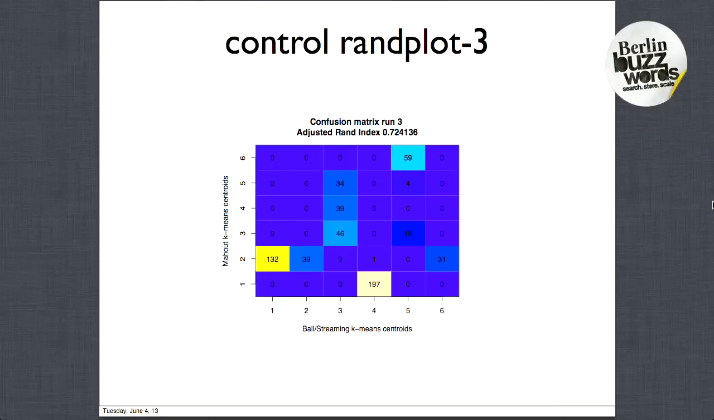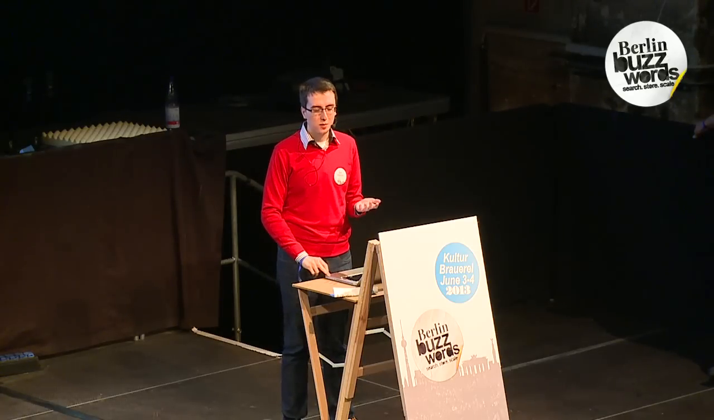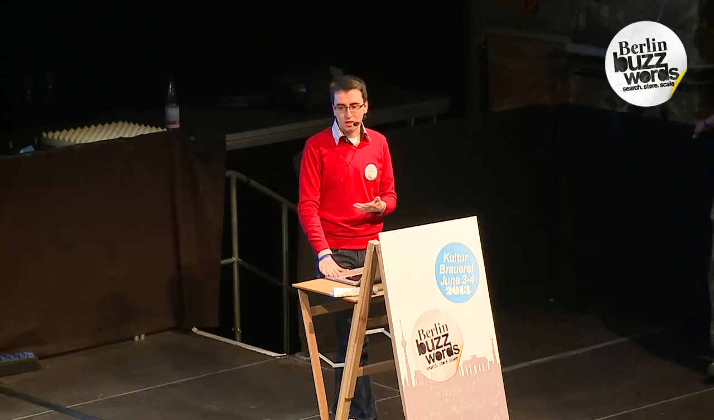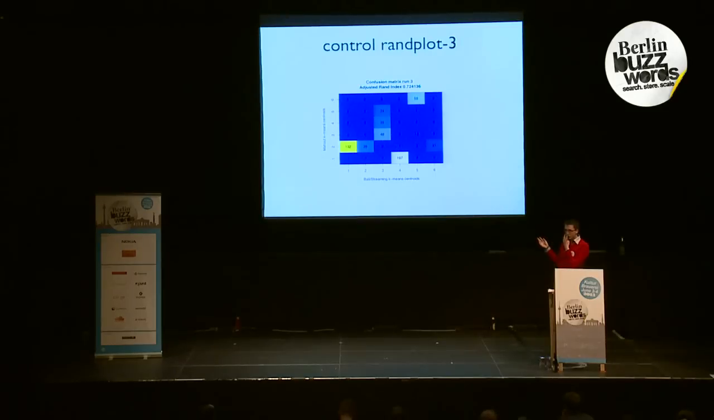Here's another confusion matrix, but this is for a data set that's not as easily clusterable. So the thing is, you have your data and you want to cluster it, right? But sometimes it doesn't make sense to cluster it with as many clusters as you want. So sometimes you're going to get totally random distributions of clusters. Although you can sort of see that Mahout k-means tends to split up the clusters to some extent. Say cluster 3 in ball streaming k-means is split across clusters 3, 4, and 5.